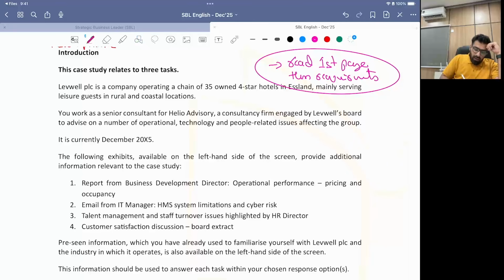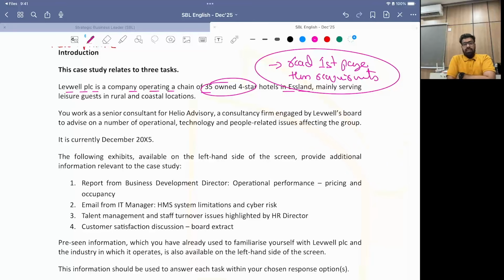So, Levwell PLC is a company operating a chain of 35 owned hotels, based in Estland. This is the same thing that we knew. This is the benefit of this particular pre-seen paper, that you get to know about the industry. Believe me, guys, in my time when I was attempting this paper, there were no industries. So we came to know which sector was being tested only on the exam day.